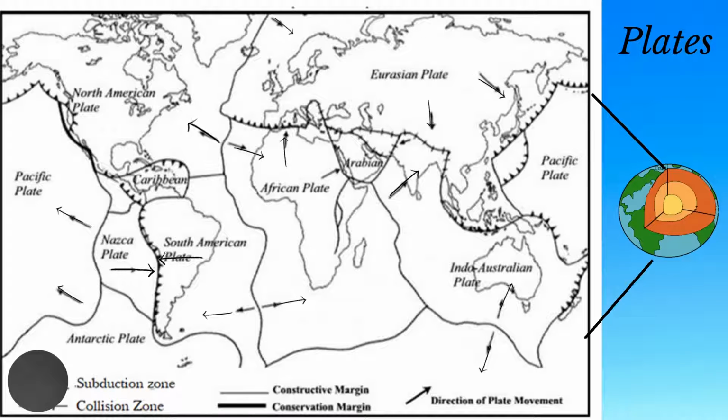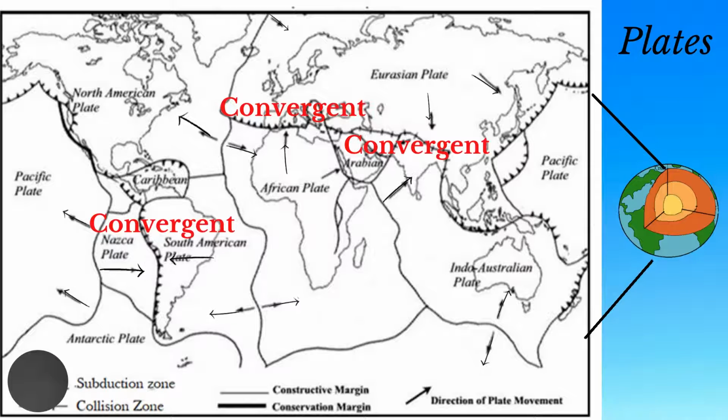Now let's look at a tectonic map. As we can see, the arrows indicate how the plates are moving. At points, the plates are moving away from each other. At other points, the plates are colliding. So for example, where the Nazca plate is moving to the east and the South American plate is moving to the west, they converge.